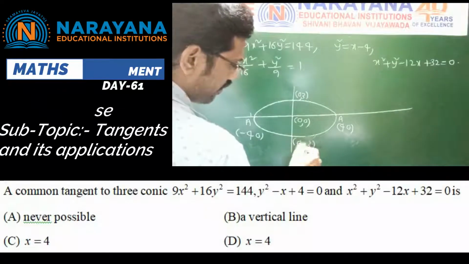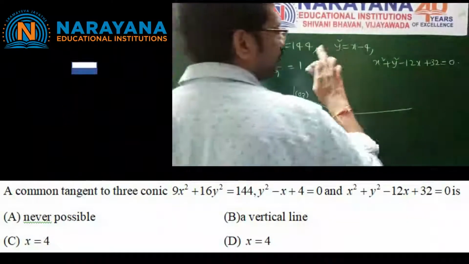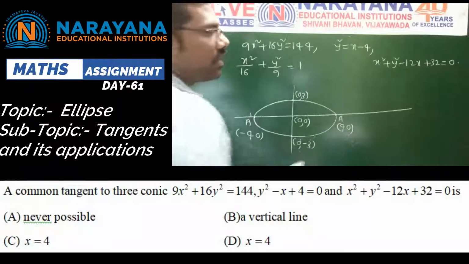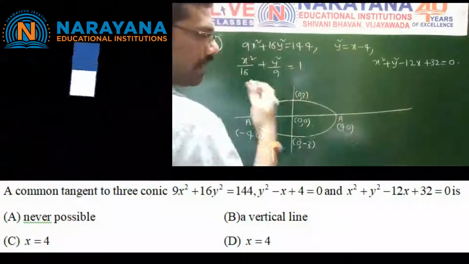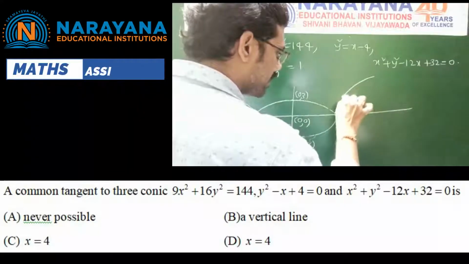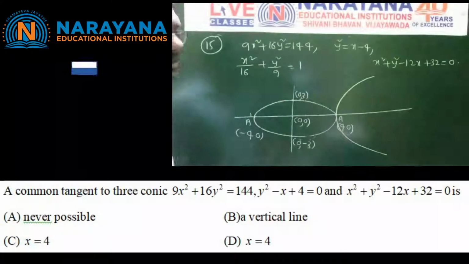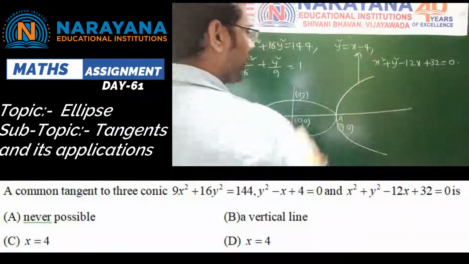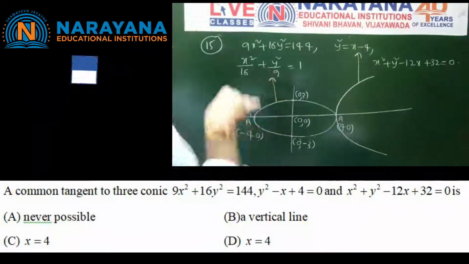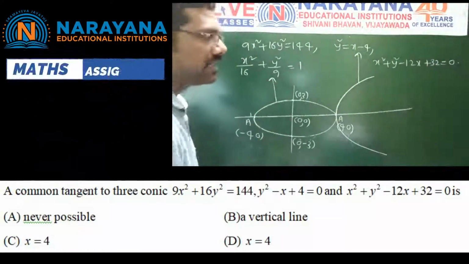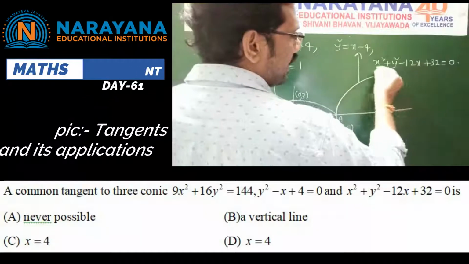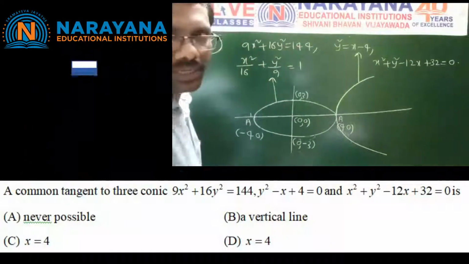Next, this is the parabola, y square is equal to x minus 4. The vertex of the parabola is (4, 0). This is called the parabola, and this is called the ellipse, x square by 16 plus y square by 9 is equal to 1. What is the circle? x square plus y square minus 12x plus 32 is called the circle.